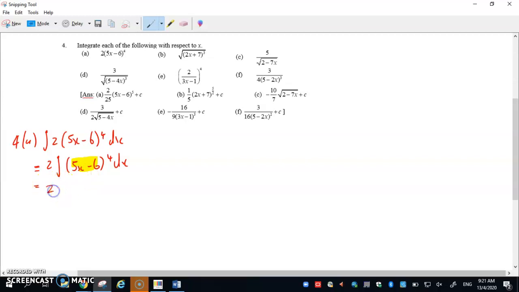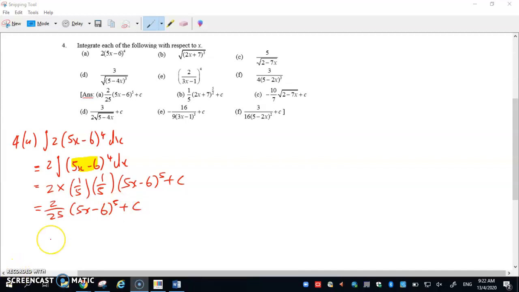So we have 2 times 1 over 5. This is now 5 due to the power, and another 1 over 5. You will achieve (5x - 6)^5 plus c. Alright, so the answer is 2 over 25 (5x - 6)^5 plus c.